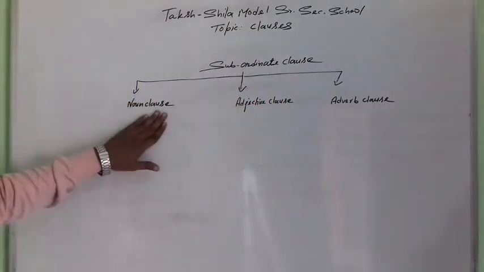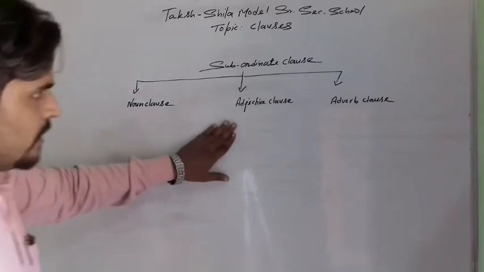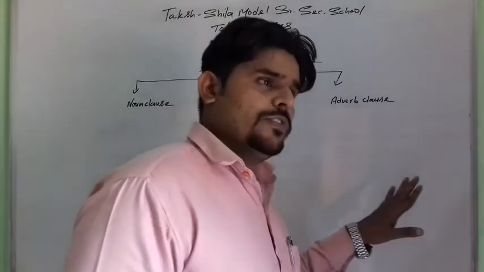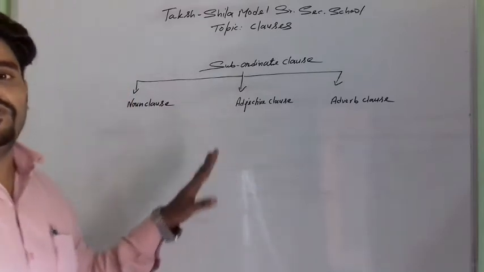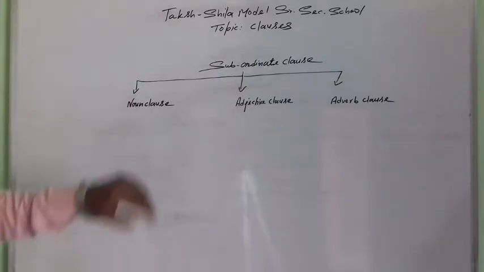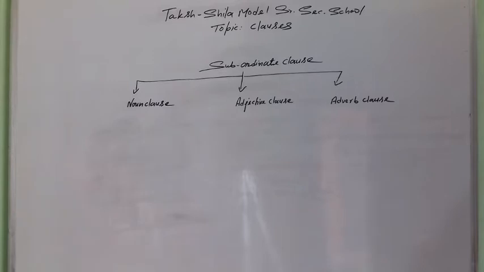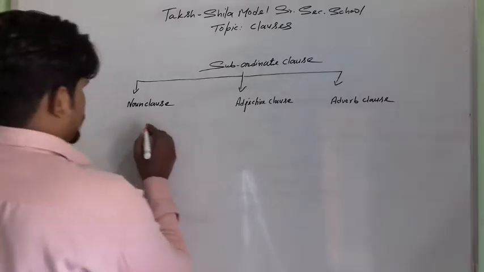So noun clause is a group of words that is a part of a sentence that has its own subject and predicate and does the function of a noun. Such a group of words is called a noun clause. So noun clause किस चीज़ का काम करता है. It functions as a noun.